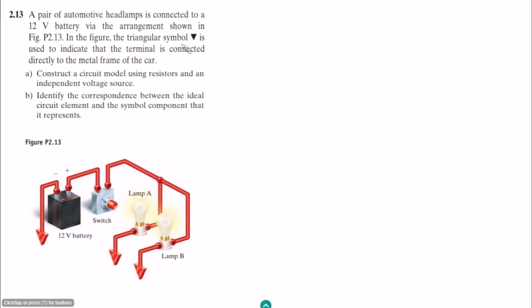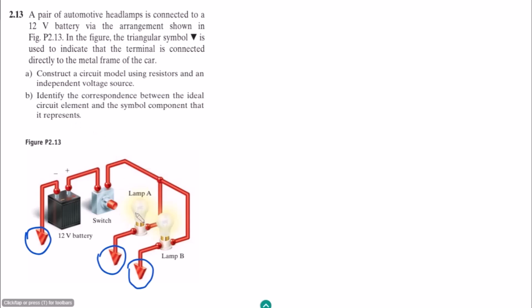In the figure, the triangular symbol is used to indicate that the terminal is connected directly to the metal frame of the car. Okay, so these are basically the triangular symbols, which denote that these terminals or nodes are connected to the metal frame of the car. Part A is to construct a circuit model using resistors and an independent voltage source, and part B is to identify the correspondence between the ideal circuit element and the symbol component that it represents.